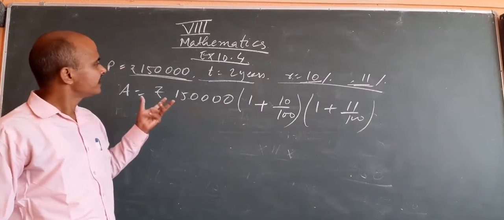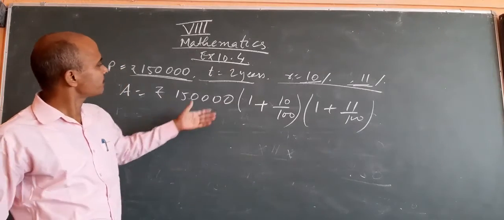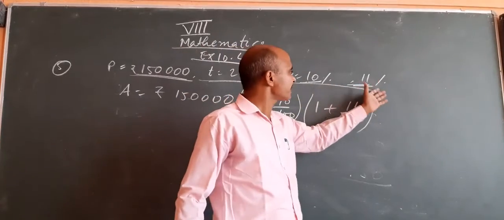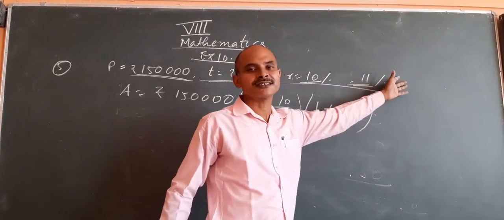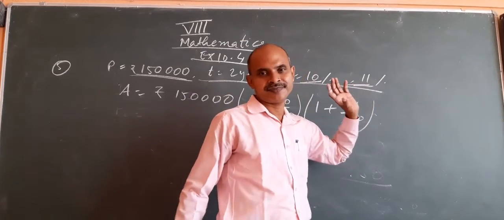Suppose, as given in some other question, we have to find the interest for 3 years and the rate for the third year is 12%. Then here we will write 1 plus 12 by 100. Okay?